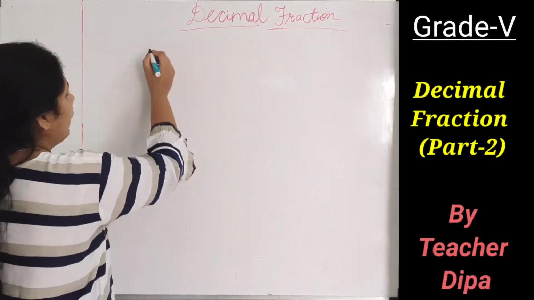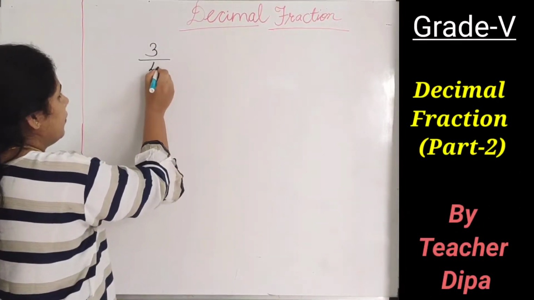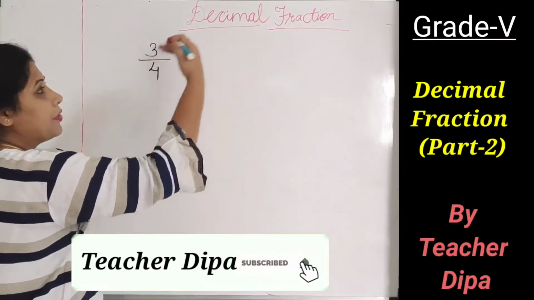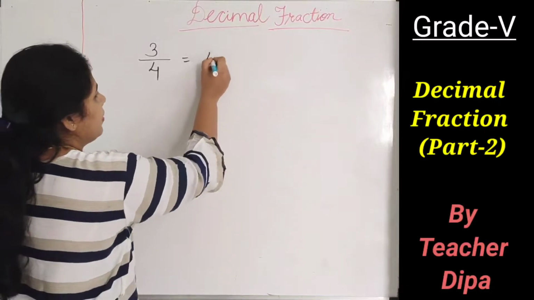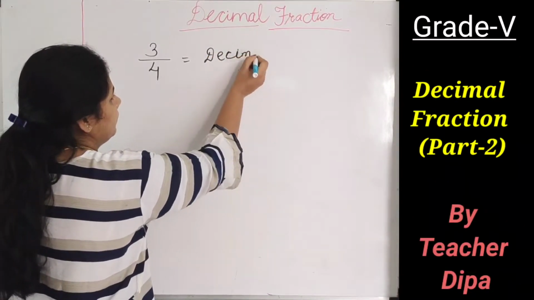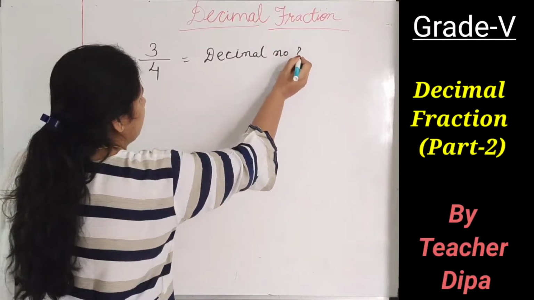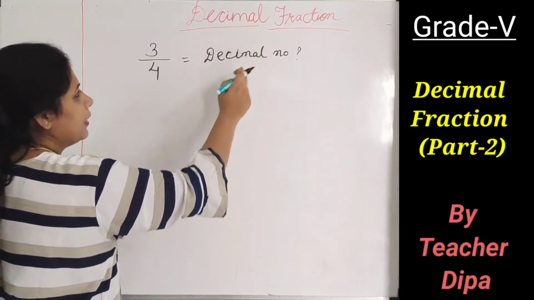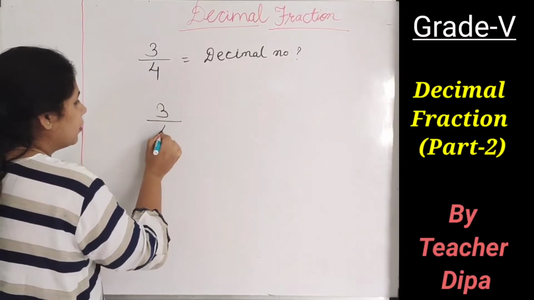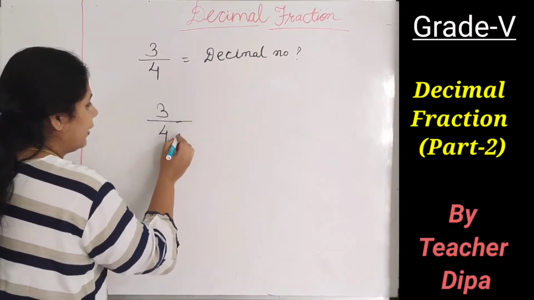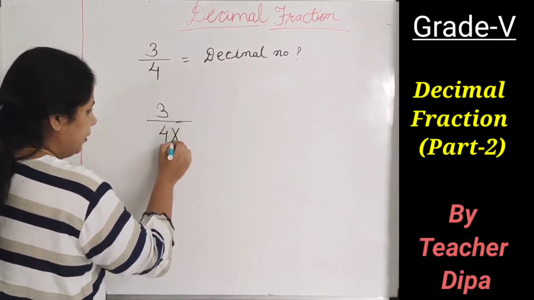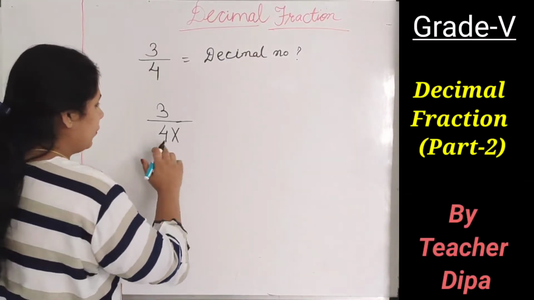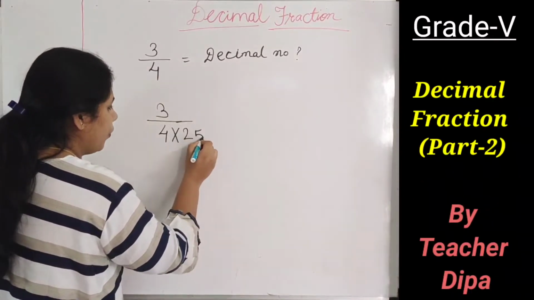For that I have an example, that is 3 by 4, and here we want to convert this fraction into the decimal number. What is the decimal number? Earlier you already studied that for converting a fraction into a decimal number, what we have to do? Yes, we have to write the denominator as a multiple of ten. So we have to convert this denominator into a multiple of ten. So for that I am writing here 4 into 25.